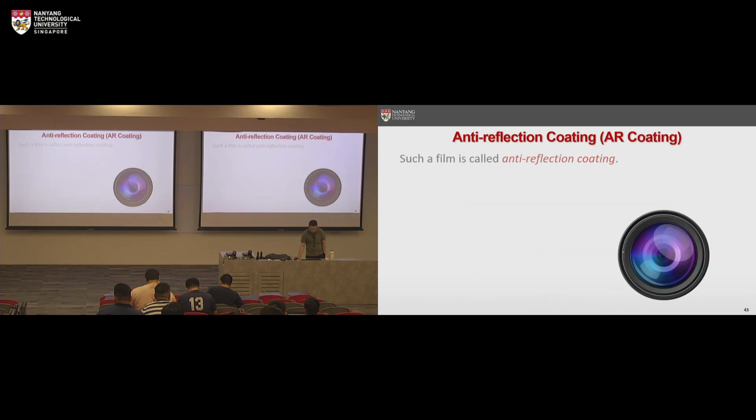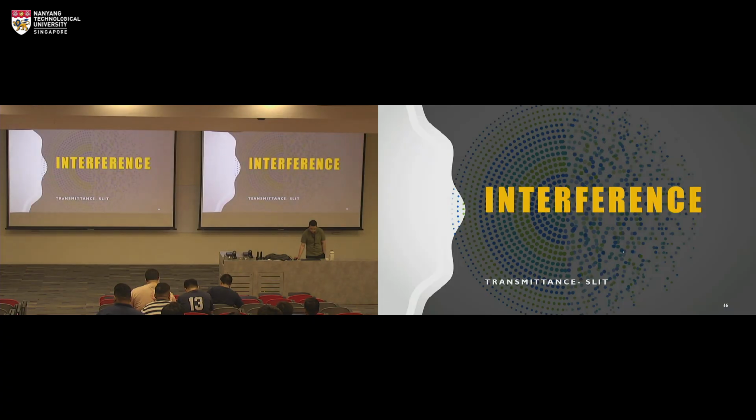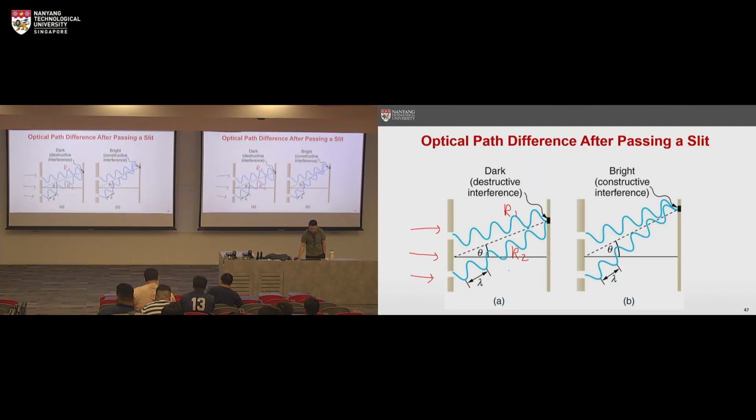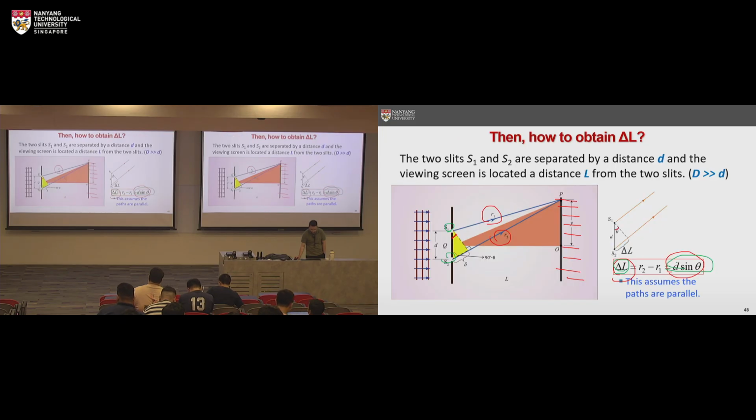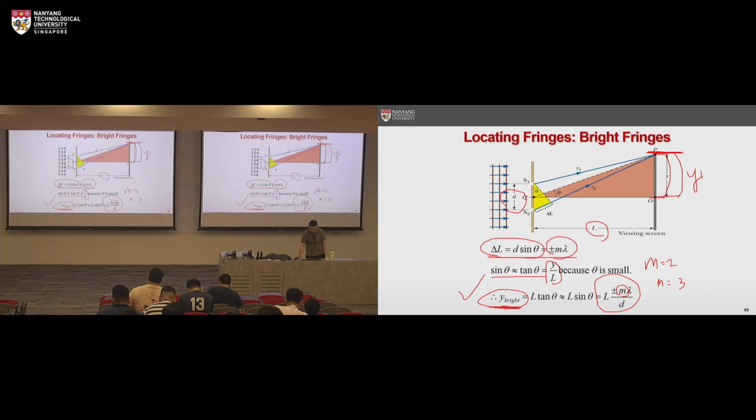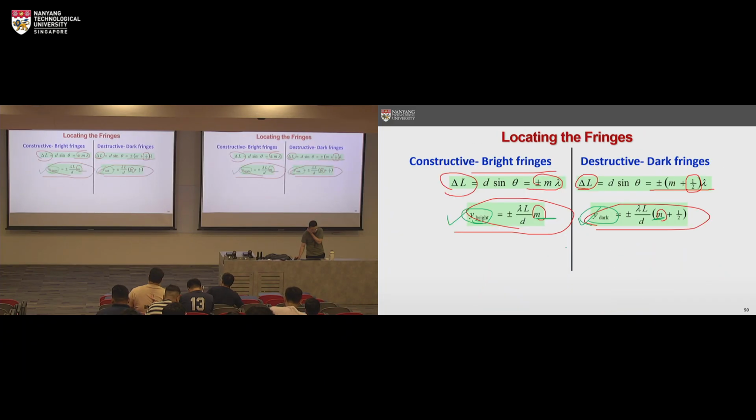Okay, and then the second method to generate interference is by using a slit, where when the light passes through a slit, it generates multiple rays. So in short, if you have two rays, you create a certain delta R. And mathematically, this delta R is equivalent to d sine theta. From here, we get an equation that can help you to calculate the location of the fringe.